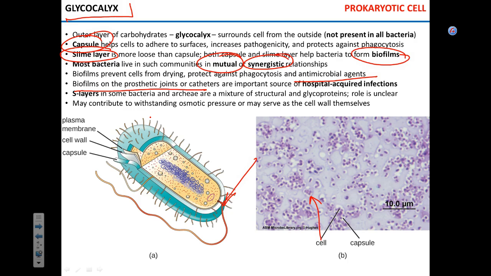In archaea and some bacteria, glycocalyx is represented as the S layer. We don't really know what they are. It's some other sort of glycocalyx in which you have both carbohydrates and proteins. Maybe they make the cell a little stronger. Okay, so take home message: understand what glycocalyx is made of, carbohydrates, and two basic types, capsule and slime layer. Why? What is the function of each? Clear?